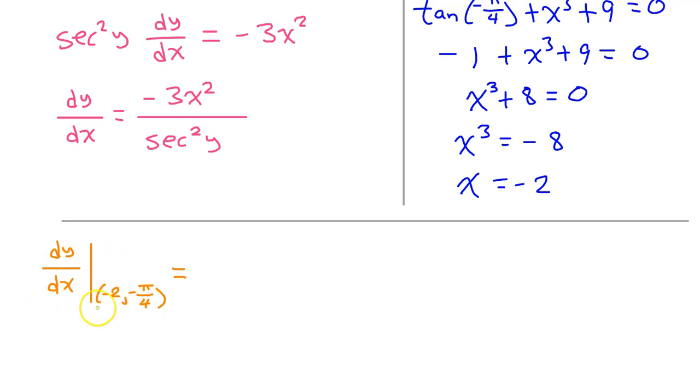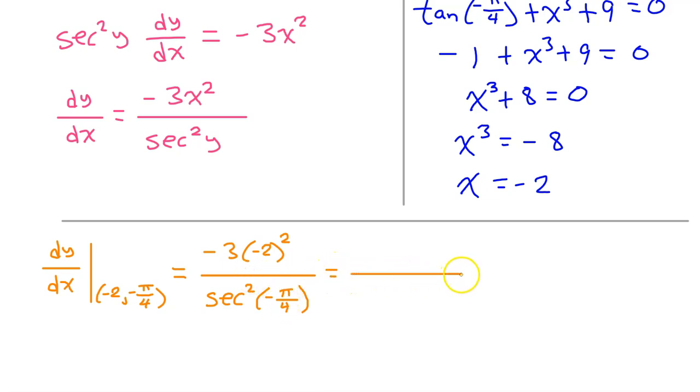Make sure to use proper notation like this. Substituting negative 2 for x and negative pi over 4 for y gives us this. In the numerator, negative 2 squared is 4 times negative 3 is negative 12. But what is the value of secant squared of negative pi over 4?